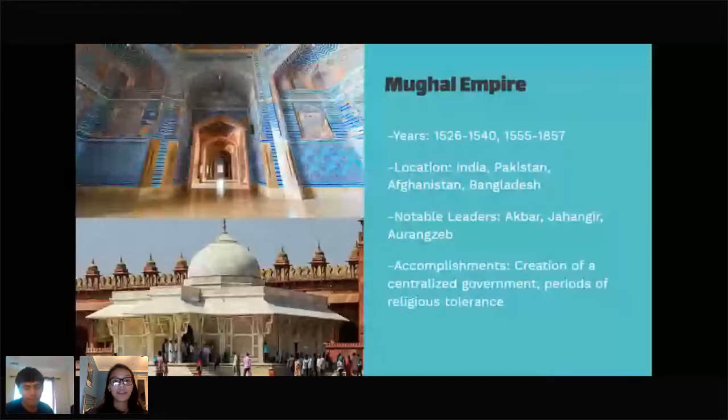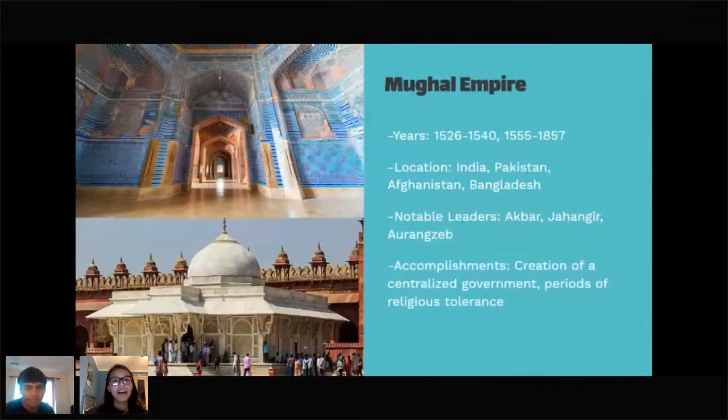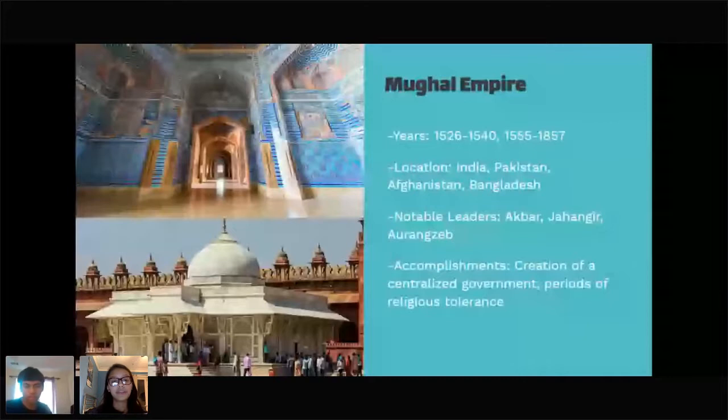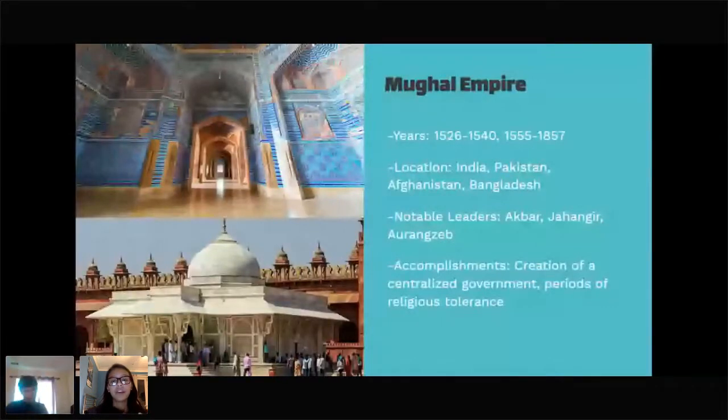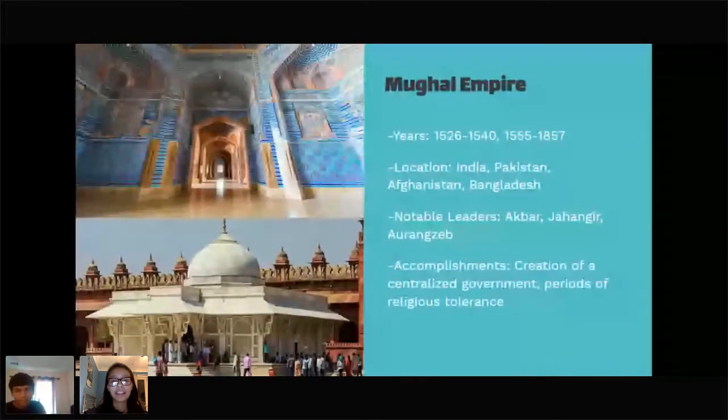So the Mughal Empire was also very expansive. It took up most of modern India, but it also took up Pakistan, Afghanistan, and Bangladesh. So pretty expansive. A lot of notable leaders. We have Akbar, who you might know from a little earlier in world history, but he was known for being very religiously tolerant, and he was willing to accept people of different faiths, even though the Mughal Empire at this time, and parts of India that were once part of the Mughal Empire still today, are predominantly Muslim.